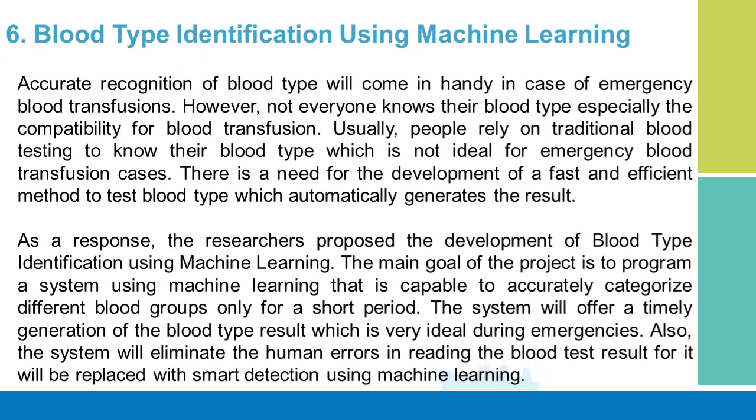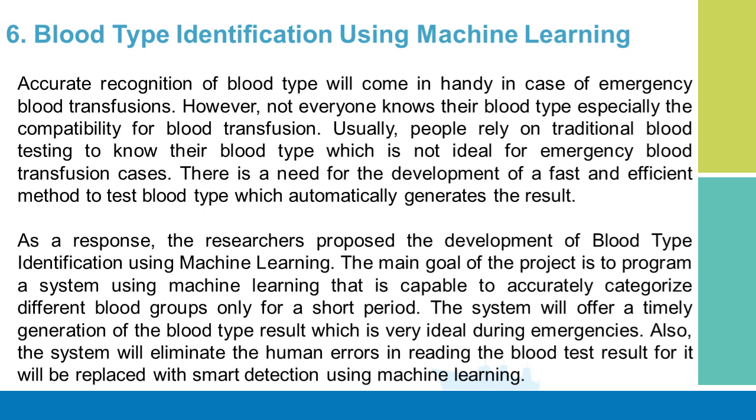Blood type identification using machine learning. Accurate recognition of blood type will come in handy in case of emergency blood transfusions. However, not everyone knows their blood type, especially the compatibility for blood transfusion. Usually, people rely on traditional blood testing to know their blood type, which is not ideal for emergency blood transfusion cases. There is a need for the development of a fast and efficient method to test blood type which automatically generates the result. As a response, the researchers proposed the development of blood type identification using machine learning.